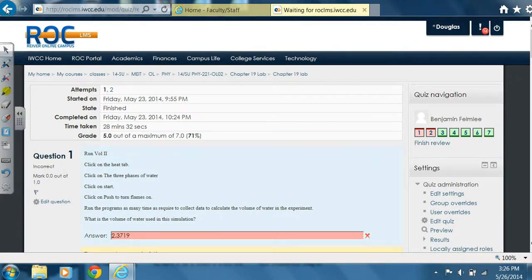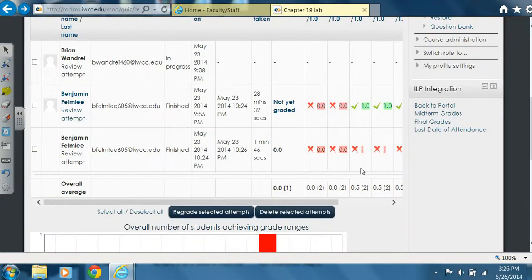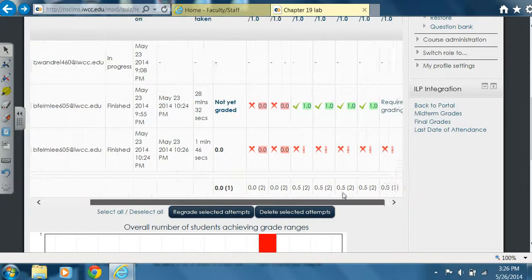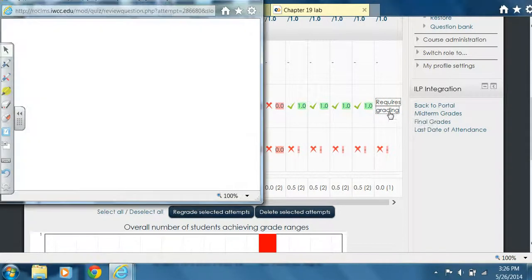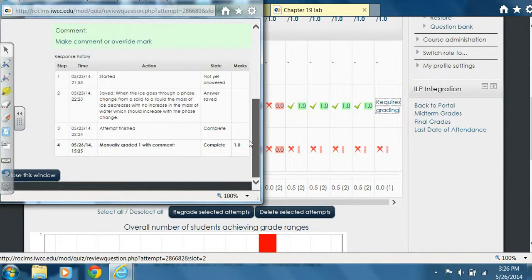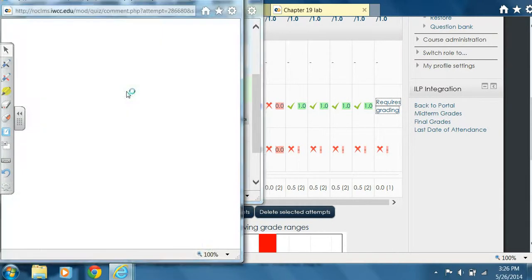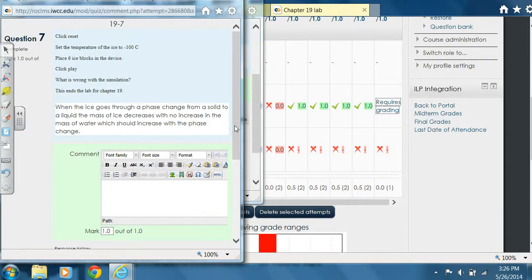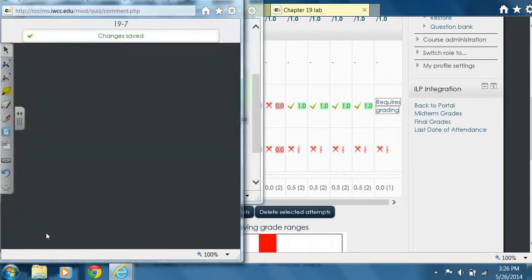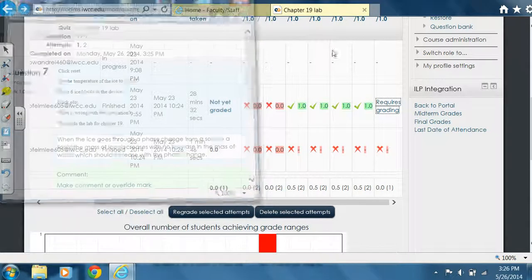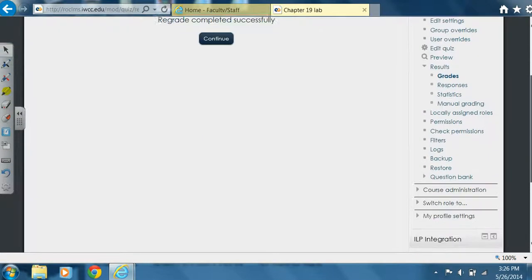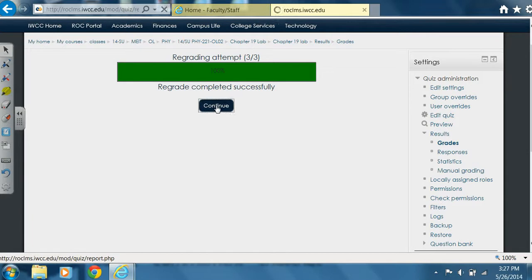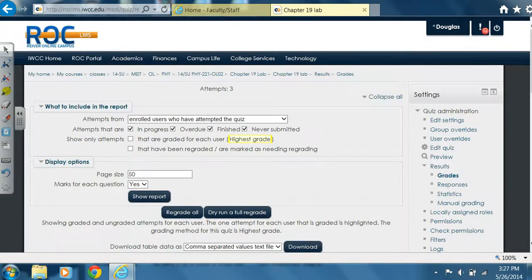Okay, so now we're going to go back to there, and these are both Benjamin, and we see requires grading. Why hasn't that been graded? I thought I just graded that. And yeah, I did grade. Okay, so what happened here is that the grading hasn't updated yet, so we'll go to regrade all. And now the last guy is graded.